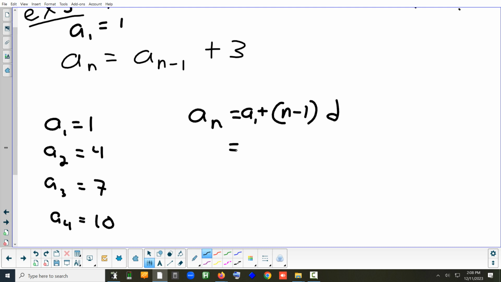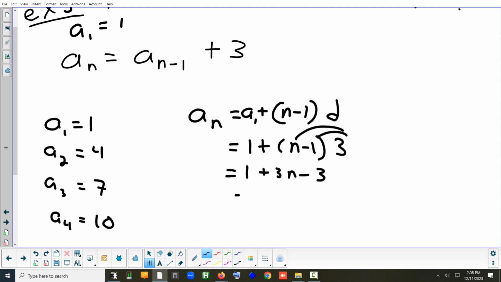What's the first term? 1. First term is 1. And what are you adding each time to get from 1 to the next? 3. You're adding 3. Yep. So distribute the 3. What's n minus 1 times 3? 3n minus 3. Yep. And then when you combine like terms, what do you get? 3n minus 2.